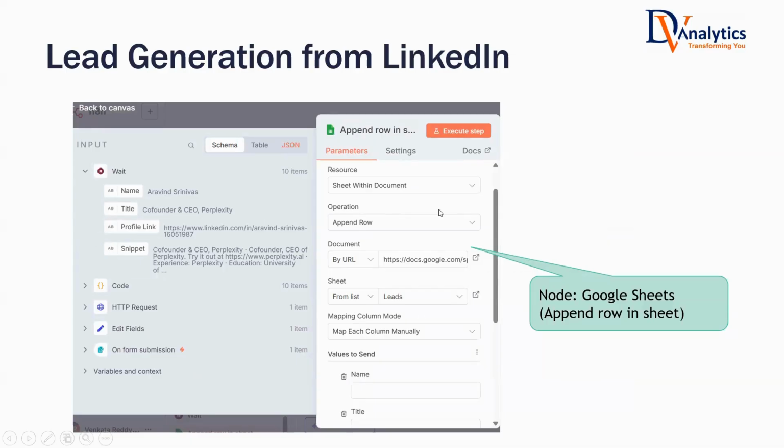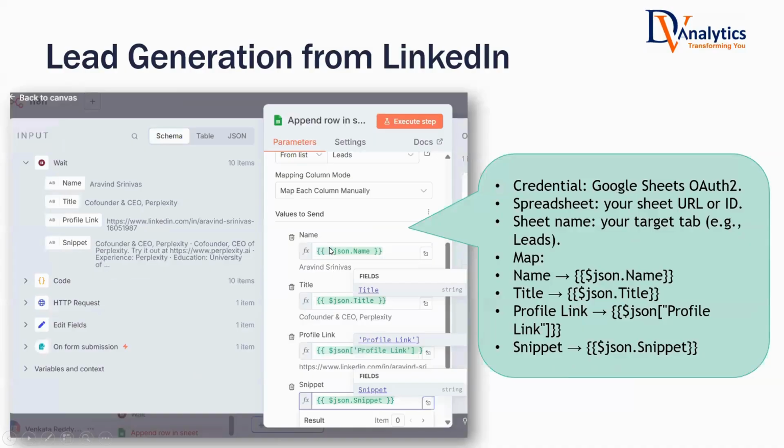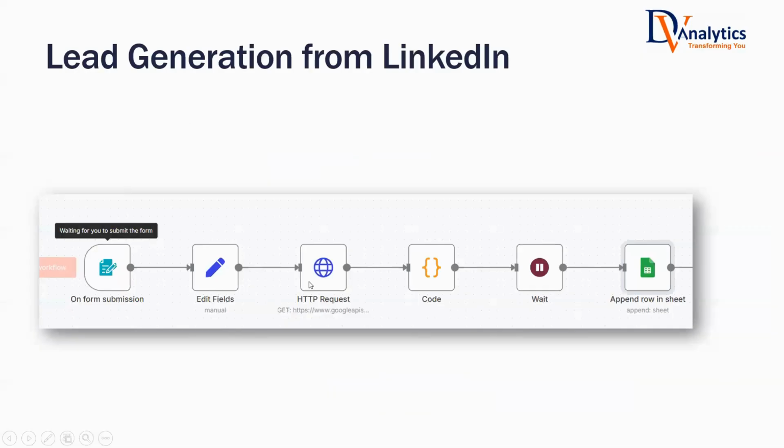So one by one, we will go to Google Sheets and append all that information inside a row. We will fill the name, title, profile link, and the snippet. So the whole lead generation from LinkedIn has 6 nodes: form submission, format the fields, and then get the Google results. Again, format them by using code, and then wait in between. Finally, add the information inside the Google Sheet.